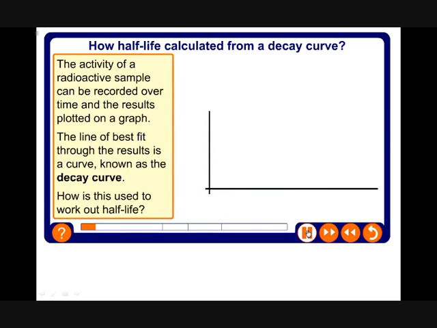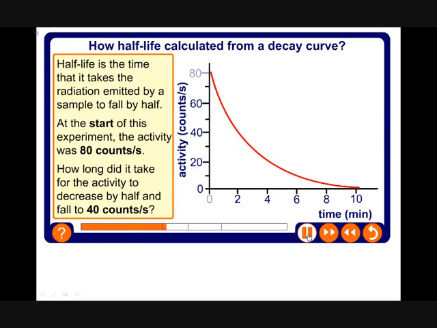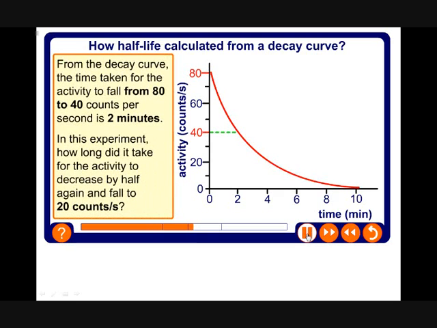If we plot a graph of the activity of a radioactive sample against time, so time goes on the x-axis and the activity goes on the y-axis, you can easily see from what we've looked at that you would have a graph that shows a shape like this. And to work out the half-life, what would you do? You would say, well, I started off with 80 counts, so if I halve 80, the time it takes for me to get from 80 down to 40 is 2 minutes according to this graph. So to get from 80 to 40, we're down to 2 minutes.